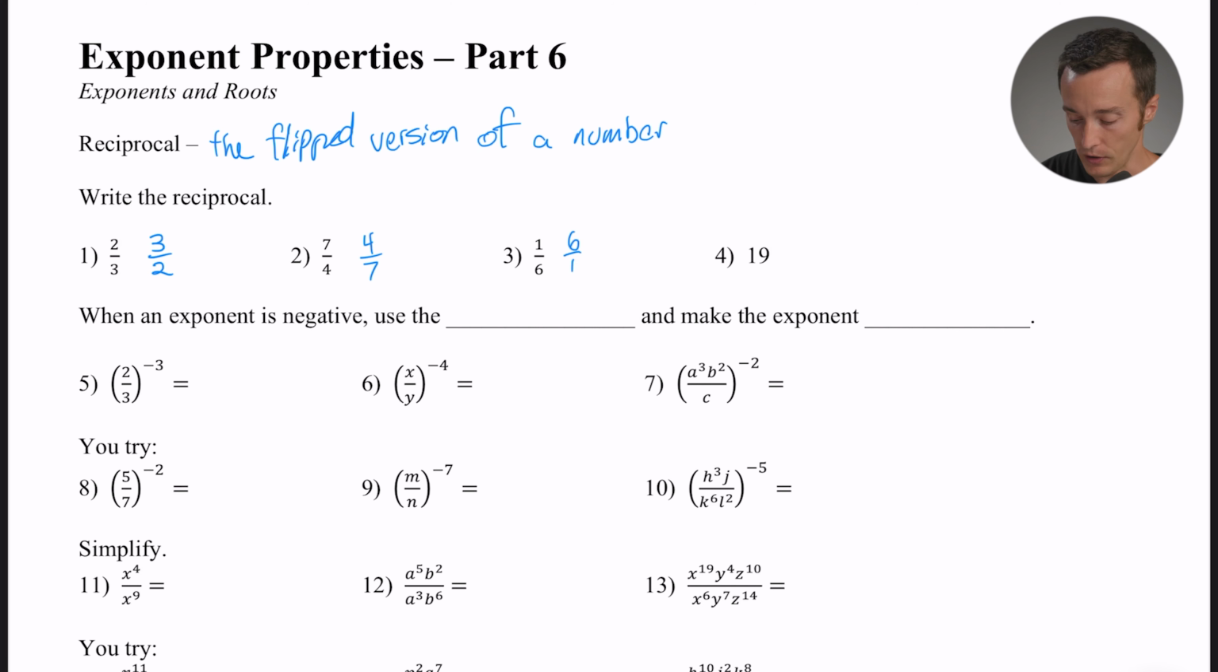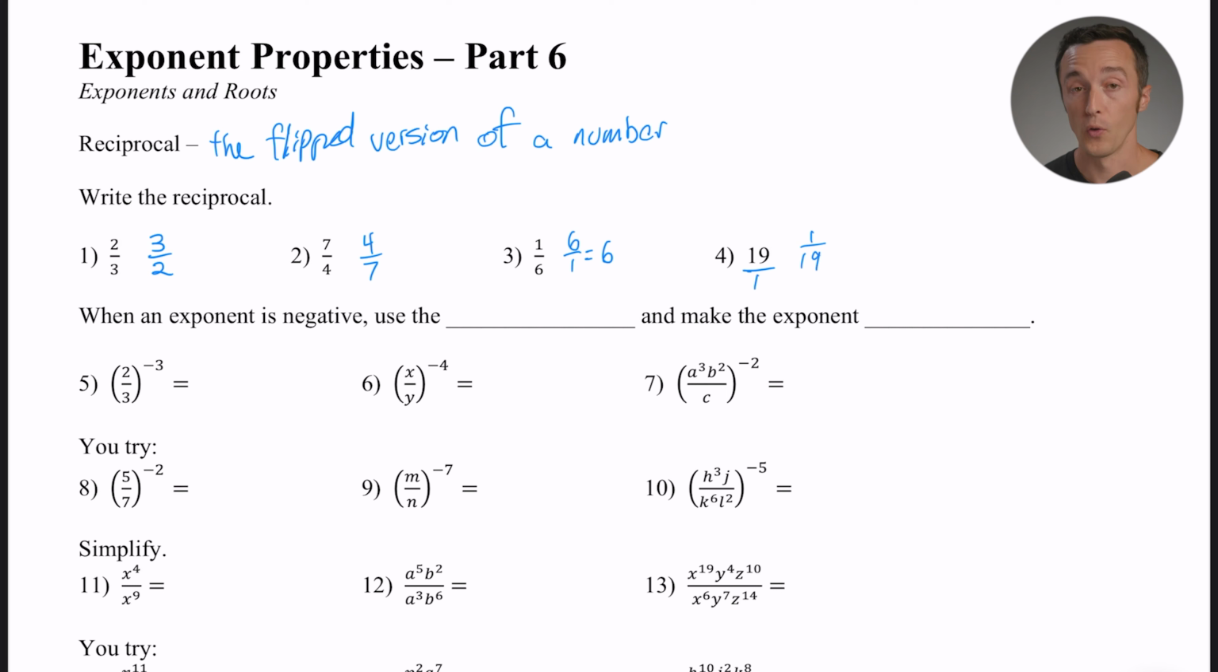And sometimes you'll just see that rewritten as the whole number 6, because if you divide by 1, it doesn't change the value. So 6/1 or 6. Now on number 4, the number 19, remember technically this is 19/1. So that'll help you remember that the reciprocal is going to be 1/19. Okay, so if you have a whole number, just remember that it's over 1, and then when you flip it, it'll be 1 over that.